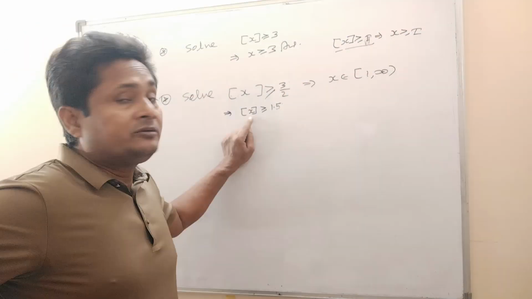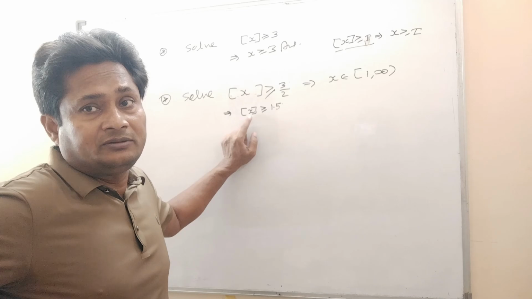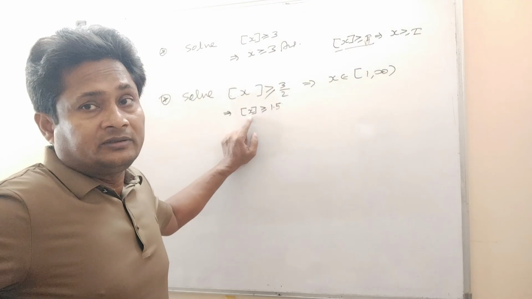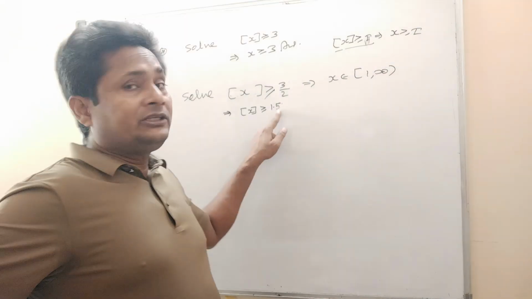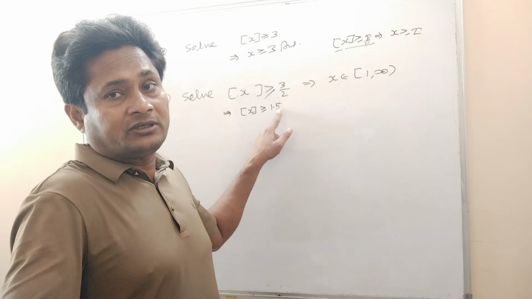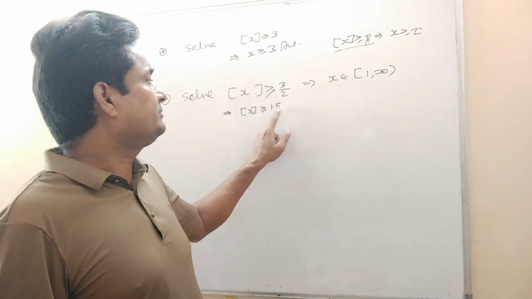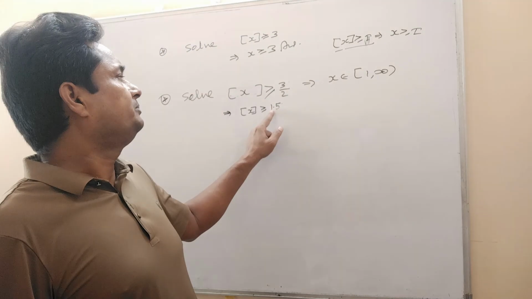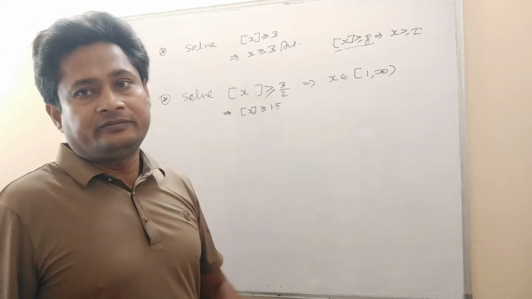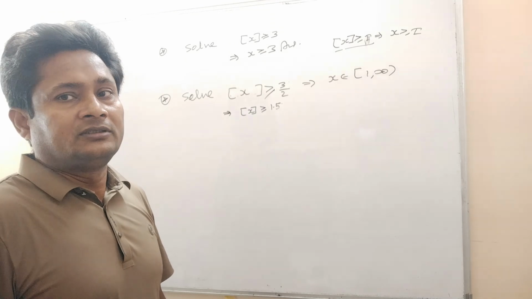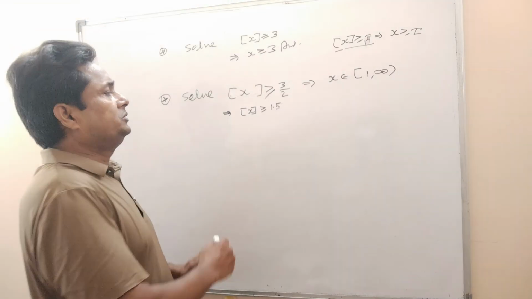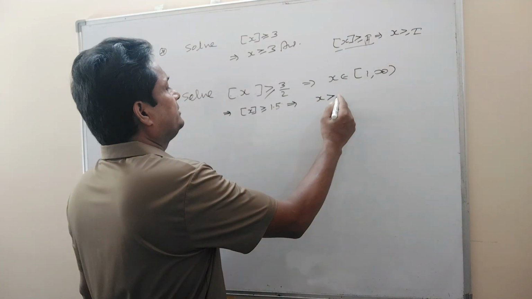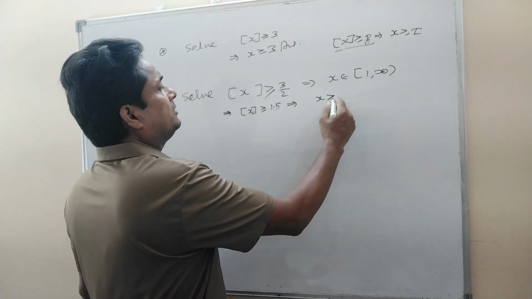Now this can never give a fractional value, okay? This will always give an integer. That means what will be the next coming integer which can satisfy greater than or equal to 1.5, right? So what will be your solution in this case? In this case, x will be greater than or equal to 2.